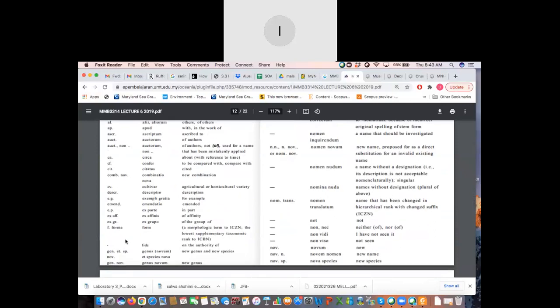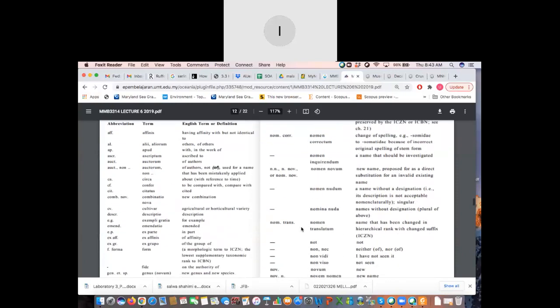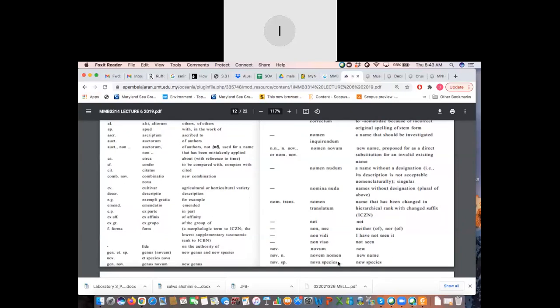Another one, okay, if you want to describe a new genus and a new species, you would give an abbreviation like this, gen et sp. Okay, the species is pronounced as sp sometimes. Or if it's just a new genus, you use gen nov. And then if you have a new species, you write it as nov sp. Okay, or you might actually find just an n with a sp as well. So there are different ways of writing it.